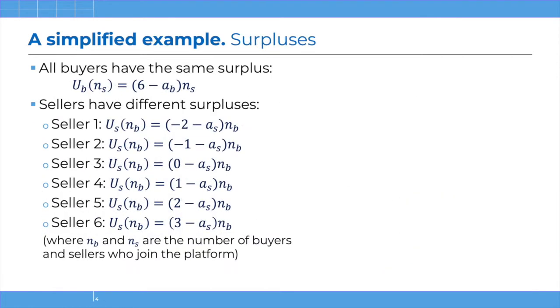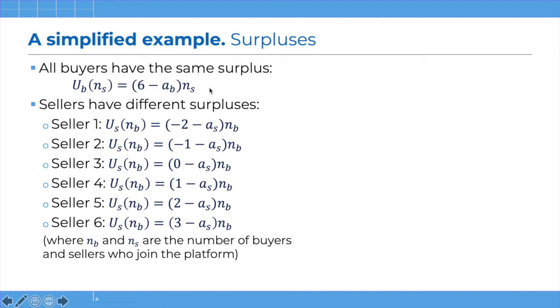Okay, so that allows us to compute the surpluses for buyers and sellers for a given number of buyers and sellers that are present on the platform. We call the number of buyers on the platform lowercase nb, and lowercase ns denotes the number of sellers on the platform. So it can be any value between 0 and 6.